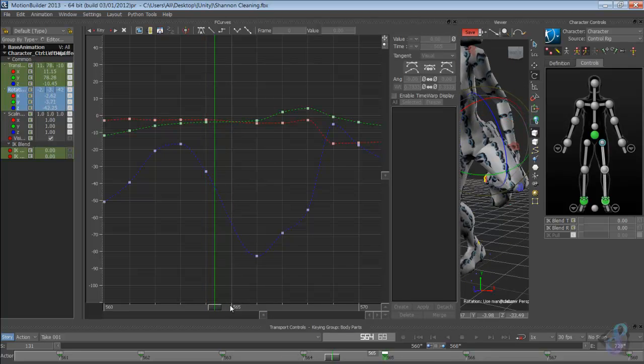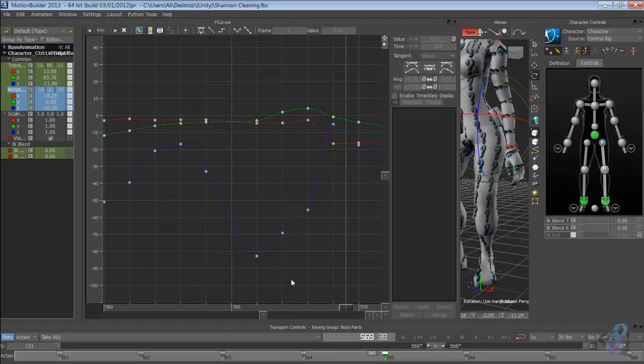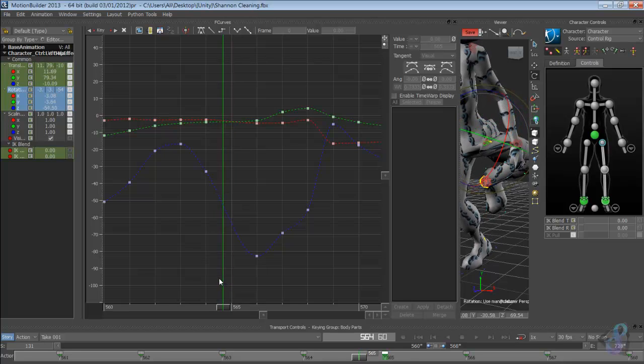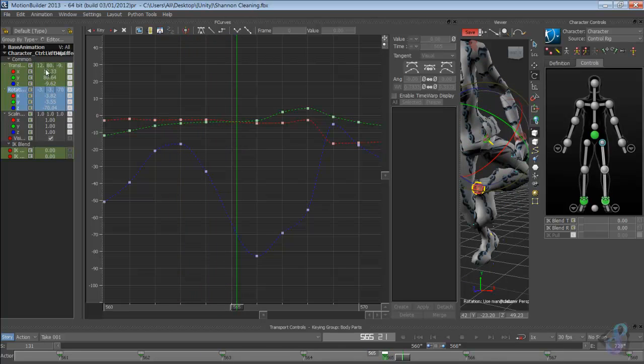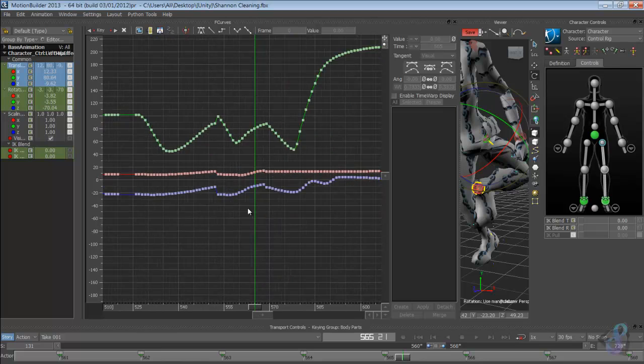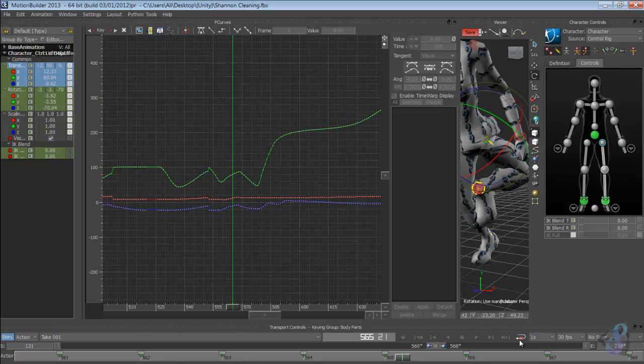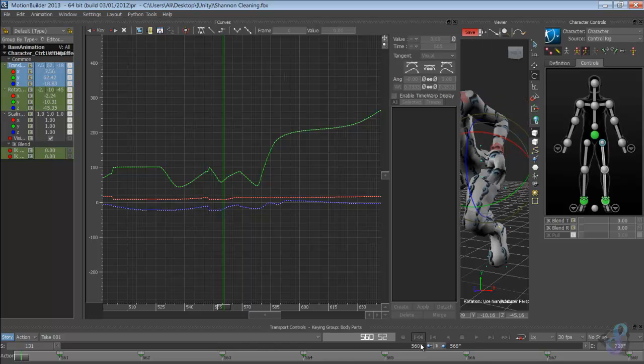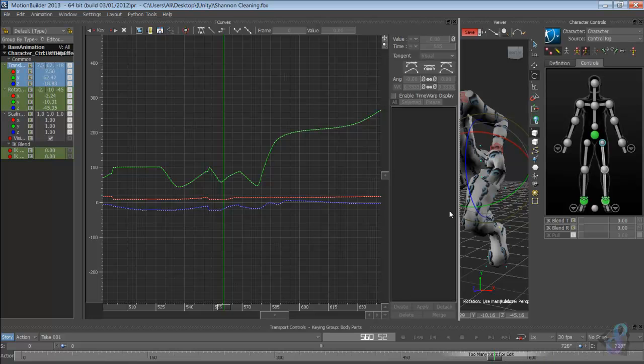Now, let me tell you this. You won't be able to clean this stuff anymore in here, because control rigs are a bit different than your normal bone system. You won't be able to clean it like this. So let me write that down: 560 to 568. Because that's the only issue we have now.